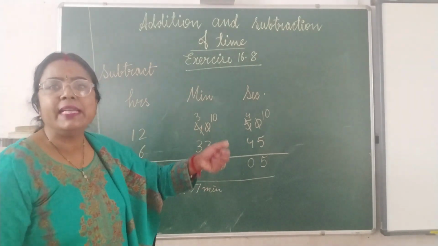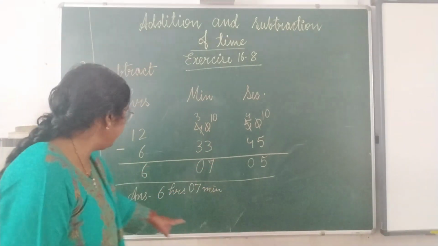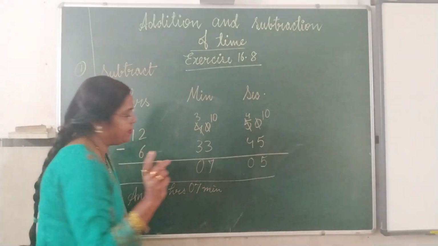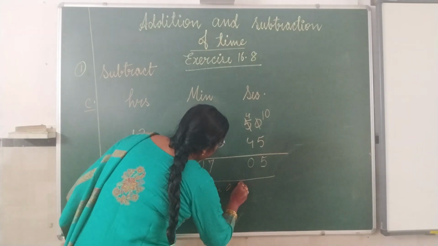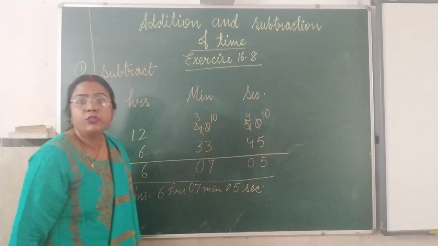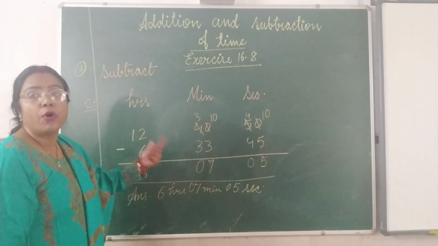So we are not going to the date side. We are moving towards this one. Okay. So this will be written 07. We will not write 7 minutes. And this is 05 seconds. Understood everyone? Now we are moving to the borrowing one.